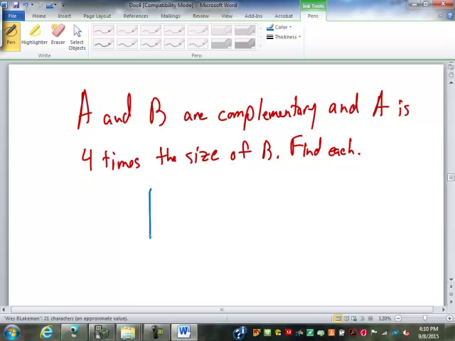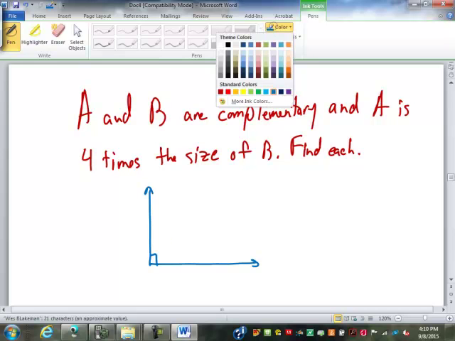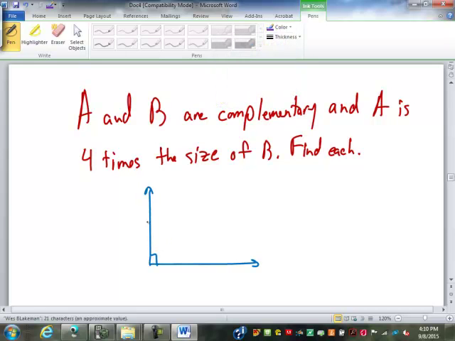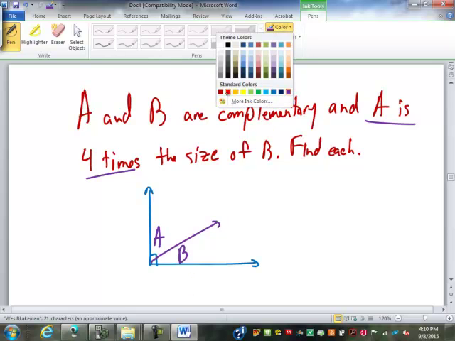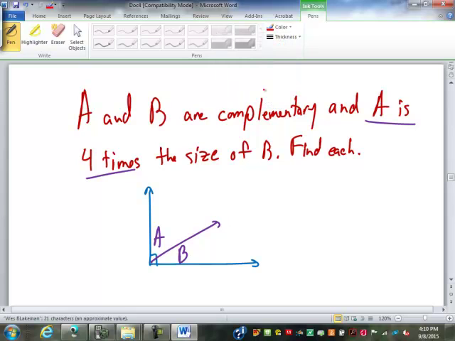Well, when it comes to geometry, I find drawing pictures to be extremely helpful. So complementary means they combine to make a right angle. A is 4 times the size of B, so A is going to be bigger than B. Now when I write an equation to solve this, I want to look for one being referenced off the other, because I can only have one variable. So one of these is going to be X or Y or whatever I use for my variable. The other one's going to have to relate to that somehow.